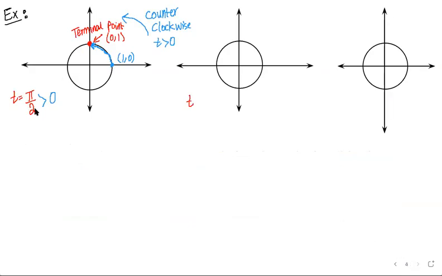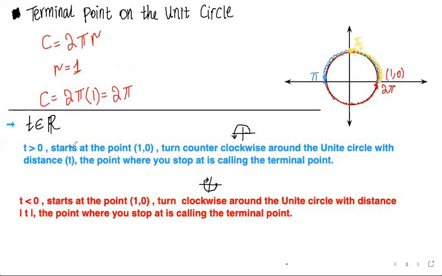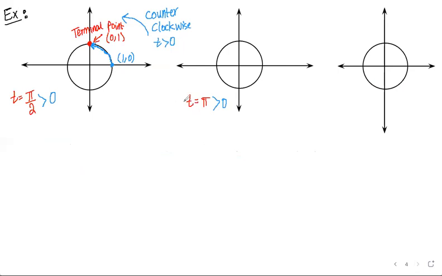So t equal pi over 2 is done. Now for t equal pi. First of all, t is positive, so it's greater than 0. This means starting at this point, turn counterclockwise around the unit circle with distance t. So my distance is pi.